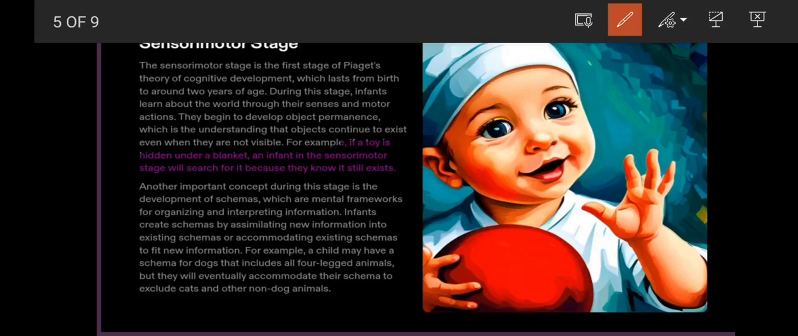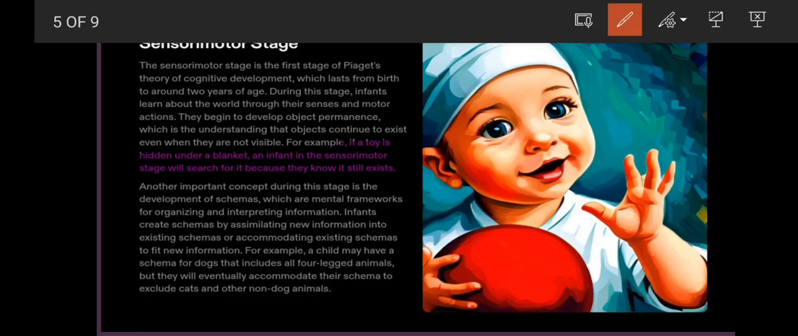Okay, if the child does not have object permanence, what will he think? For example, if you hold a banana in front of the child, and after that you remove the banana from in front of the child and hide it, at that time the child will think the banana has disappeared, some magic has happened.